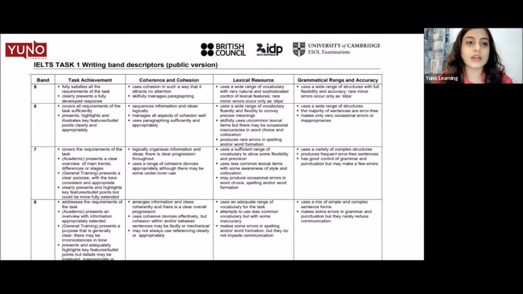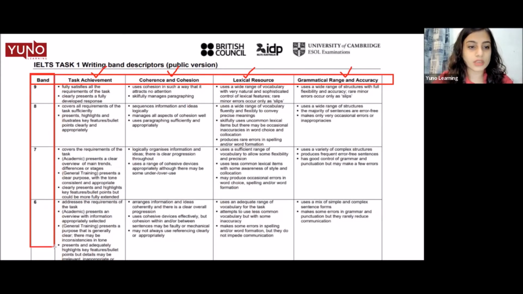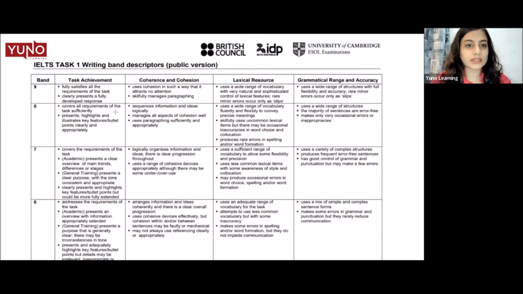Firstly, we need to understand what are the 4 parameters. As you can see, there are 4 parameters here, which is task achievement, coherence and cohesion, lexical resource, and grammatical range and accuracy. Based on your level of achievement on these points, they award you band scores. The highest is 9 and it goes all the way down to 0, and you are awarded a score based on that. All right, let me explain this in a simplified manner.